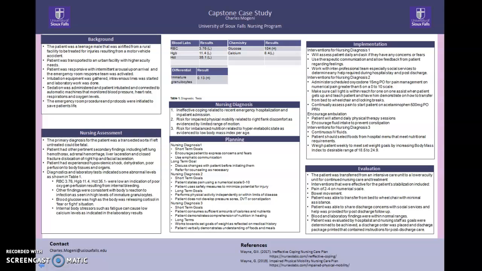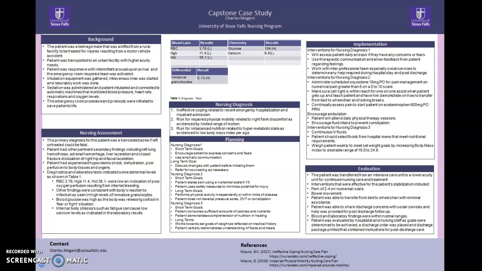Nursing diagnosis 2. Short-term goals: patient states pain using a numerical scale of 0 to 10. Patient uses safety measures to minimize potential for injury. Long-term goals: performs physical activity independently or within limits of disease. Patient does not develop pressure sores, DVT, or constipation.